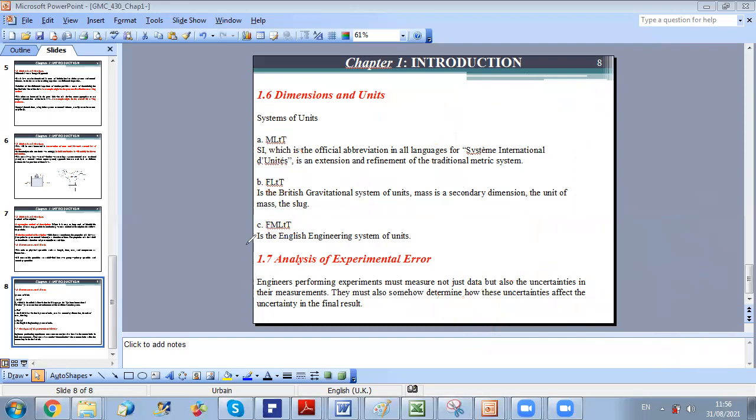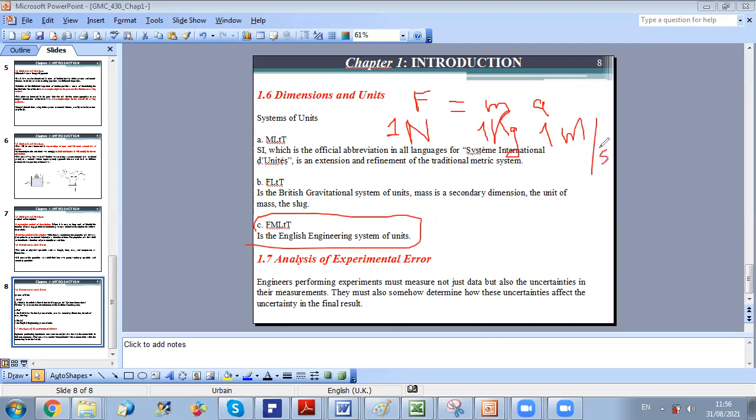Okay. Now for the English engineering system of units, it's not used a lot, but what is the idea about it? In general, when we define the SI unit system, we consider that when we write F equals ma, the Newton force was defined in this way. 1 Newton is the force required to be applied to a mass of 1 kilogram to produce an acceleration of 1 meter per second square.